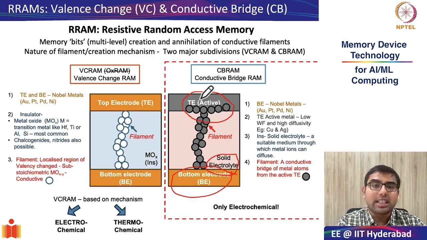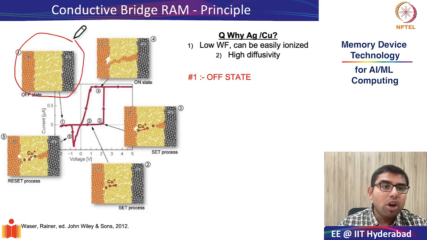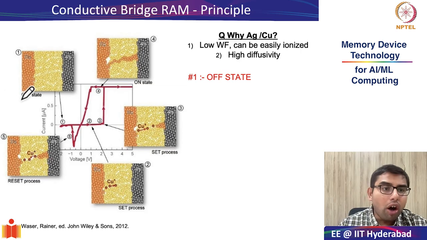Let's see in the next slide. So let us consider first the pristine state of a conductive bridge RAM. As we can see, in the off state or the pristine state, you had a copper top electrode, you had a solid electrolyte, and you had a platinum based bottom electrode which is inert.